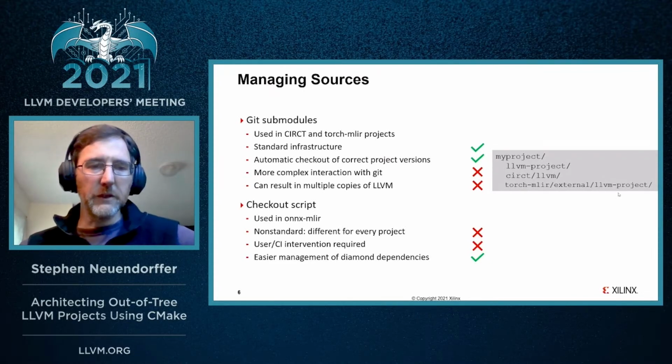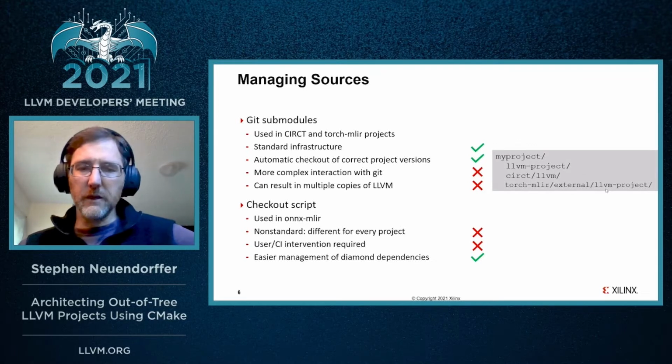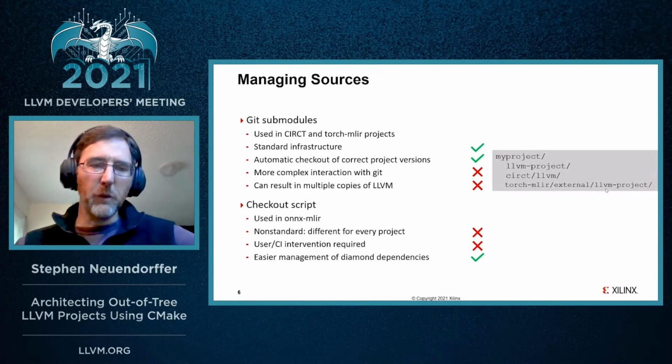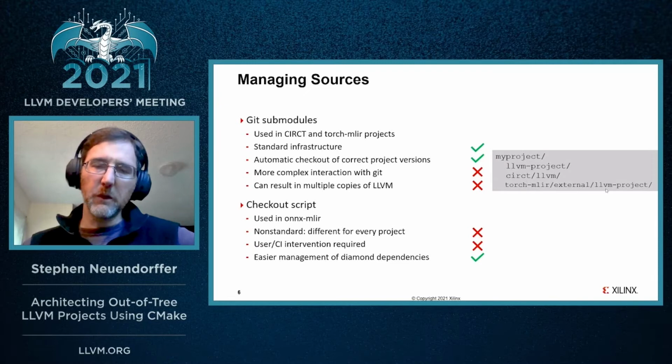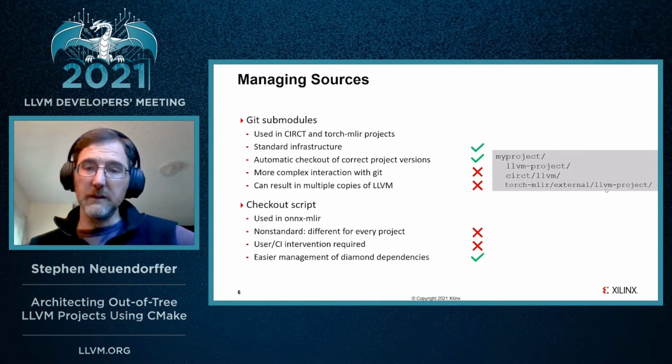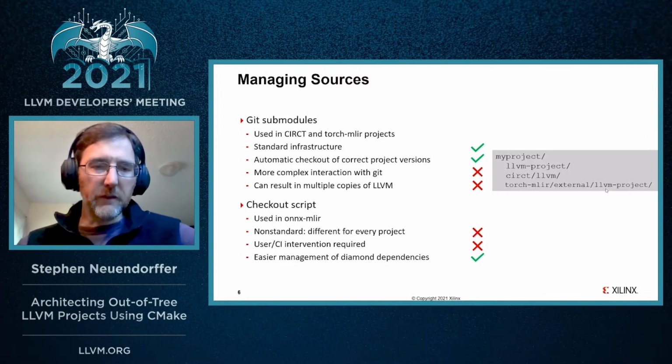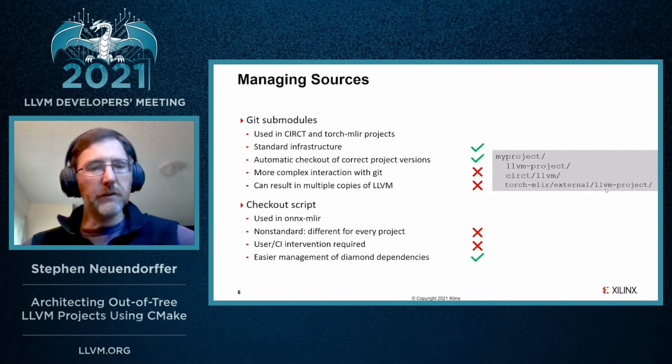The big downside of Git submodules is that it becomes more complex to use Git. There's a different set of commands that you have to understand, and certain Git use cases like merge commits become a little bit more complex. The other problem, shown here on the right, is that you can end up with multiple copies of LLVM. For instance, if you have a project that depends on LLVM, but it also depends on Circuit and the Torch MLIR incubators, then you can end up with 3 different copies of LLVM because of the dependence between different projects. Another option that some projects use, like Onyx MLIR, is to just have a checkout script.